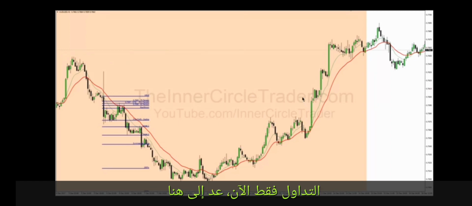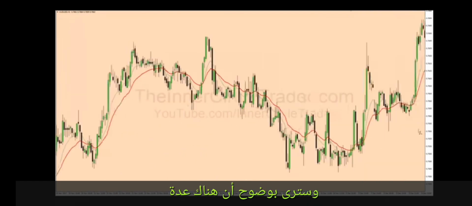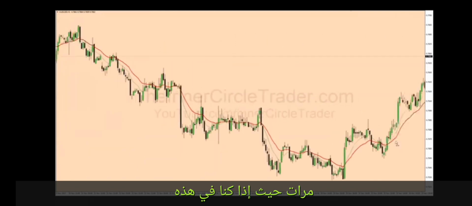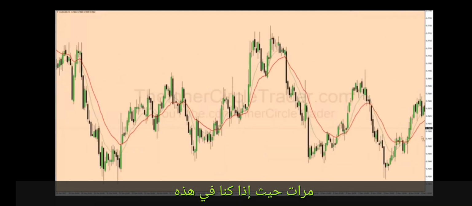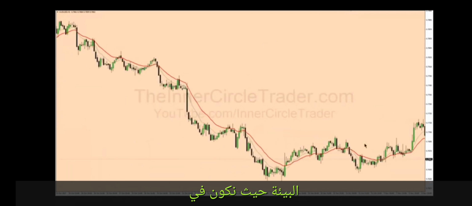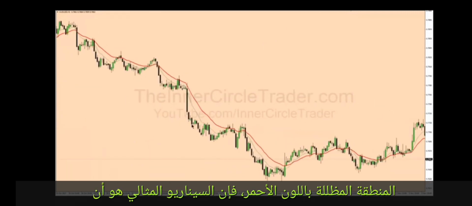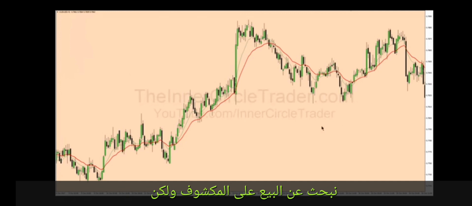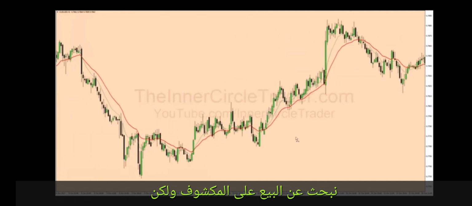Now, go back through here and you'll see obviously there's a few times where, if we are in this environment where we're in the red shaded area, the ideal scenario would be to be looking for selling short. But right away, you can look for this scenario here. This is a buy here, and that runs up. What would this be if it's not a swing trade? What could this potentially be? I'll just throw this in here as a bonus. This could be a day trade.